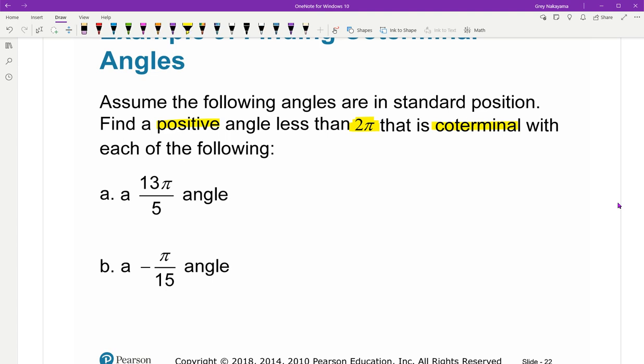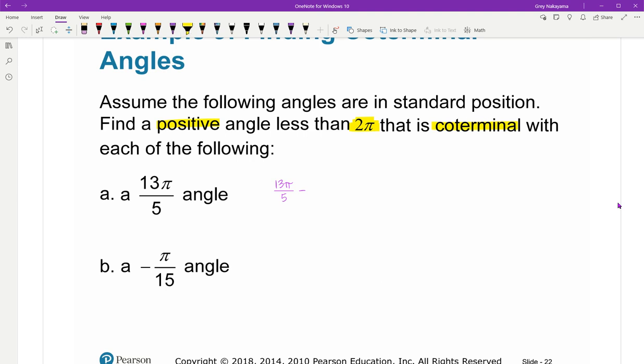And y'all, when you're dealing with this, you can use your calculator to do it. Some of them, the black one, will allow you to keep your pi in there. So you need to try this with your calculator or try it by hand. And if you have any difficulty with it, please put a star by it and ask me about it in class. Okay, 13 pi over 5, and I'm going to subtract 2 pi.